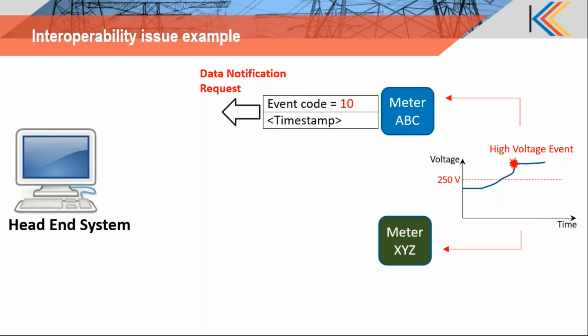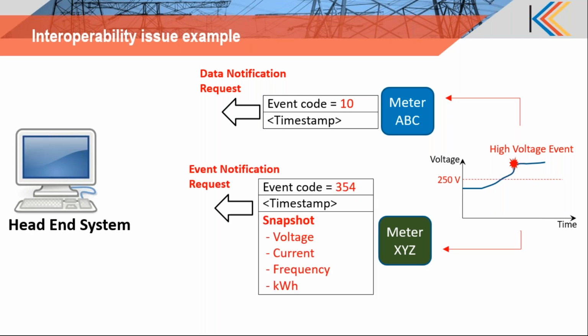The event code 10 is not defined by DLMS. It is something defined by the meter manufacturer themselves. Now the same high voltage event is communicated by the second meter, meter XYZ, to the head-end system using an event notification request. That is another service offered by the DLMS protocol. And here you can see the difference. The second meter is using a different event code, 354, not 10. And it also includes the timestamp of the event.